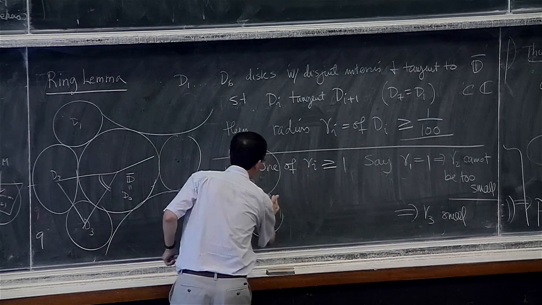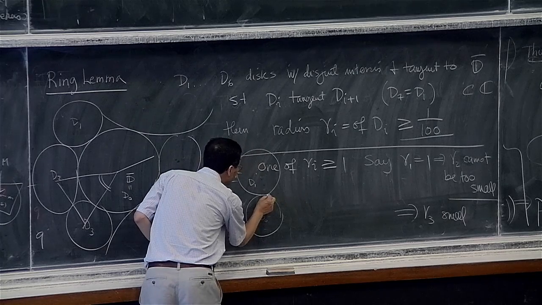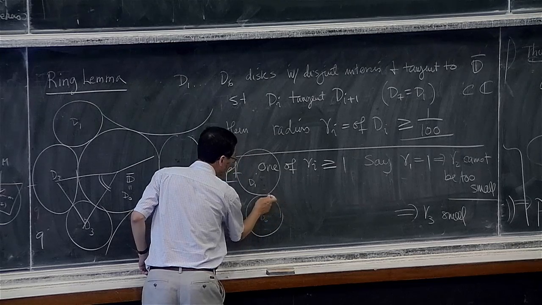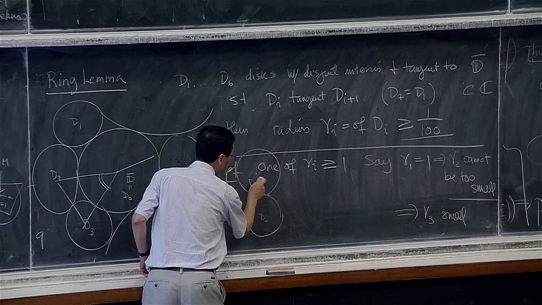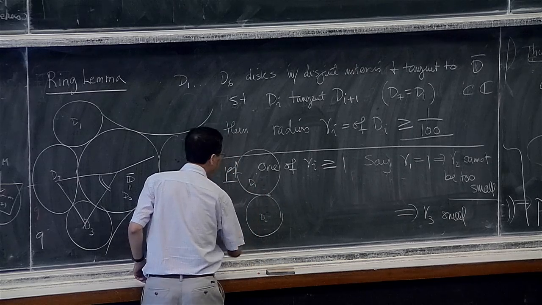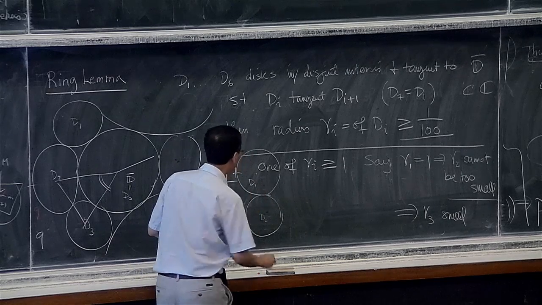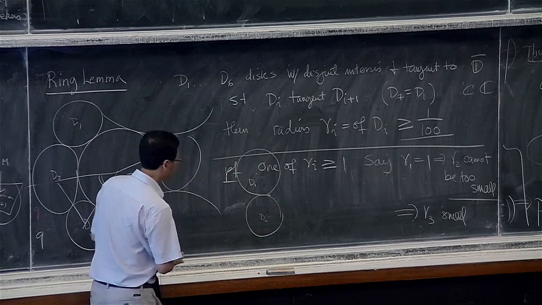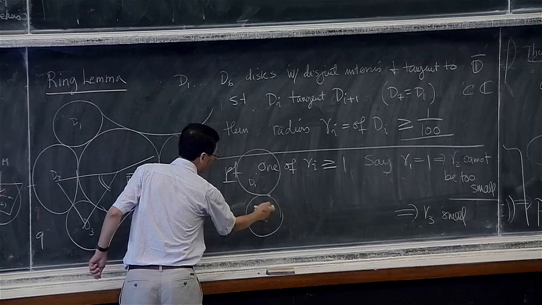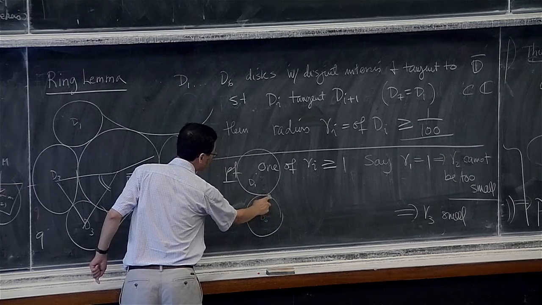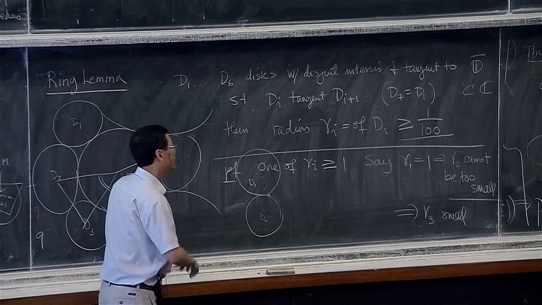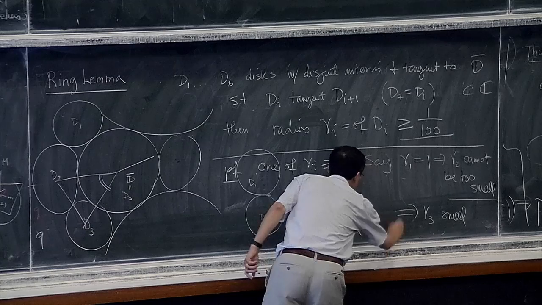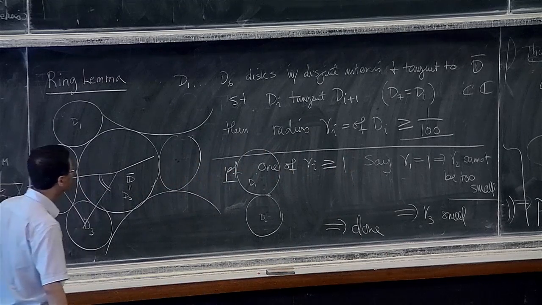Maybe I should draw a picture where D2 is really, really tiny here. And where is D3? D3 is tangent to D0 and D1, and it's disjoint from D1. So there's no way you can put a big circle here, and D3 is going to be small. If D3 is too large and is tangent to D0 and D1, then D3 is going to intersect D1. And now you just repeat, and so you're done. So this is it. That's the easy part.